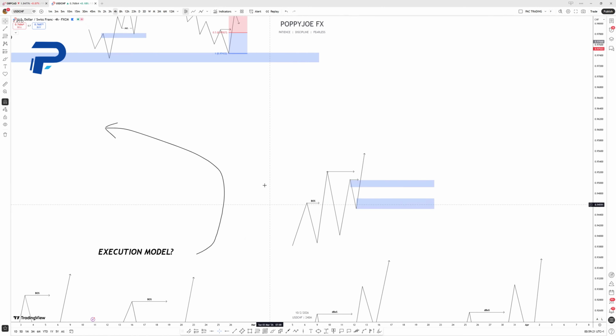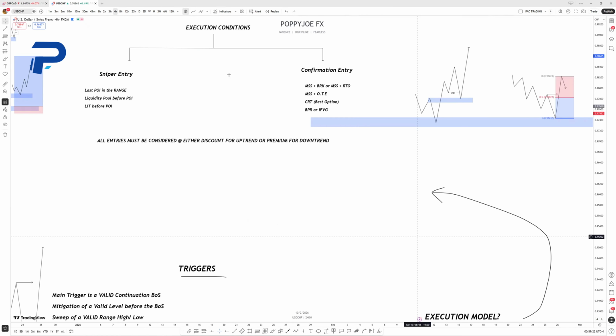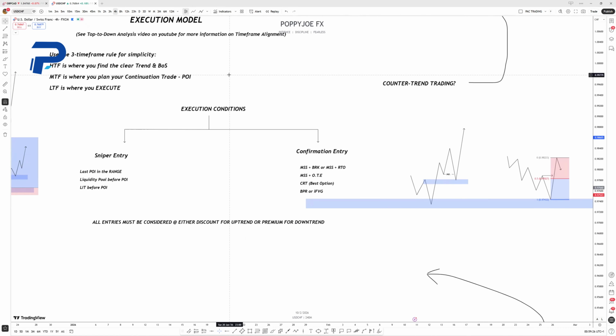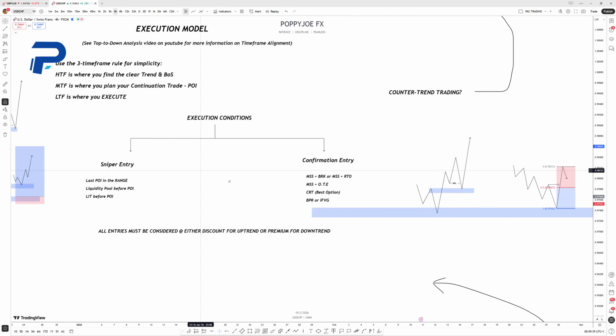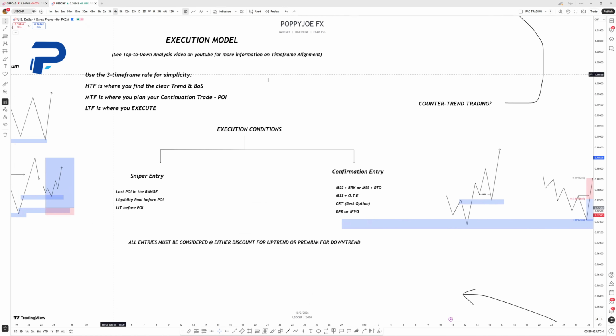So let's go to the execution. After you see all these triggers that I've mentioned, there are certain factors that come after that. We can have inducements. Like I said, refer back to your advanced market structure notes. Okay, you know what to look for in advanced market structure, right? And now the execution models. So we are going to use the top to down analysis.